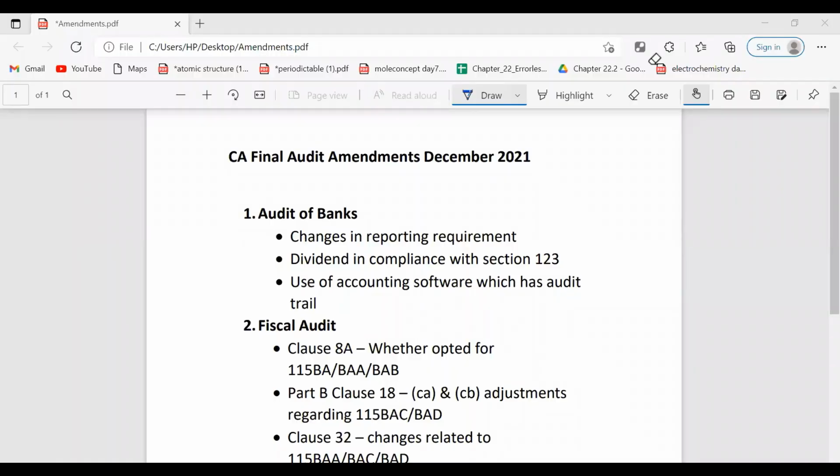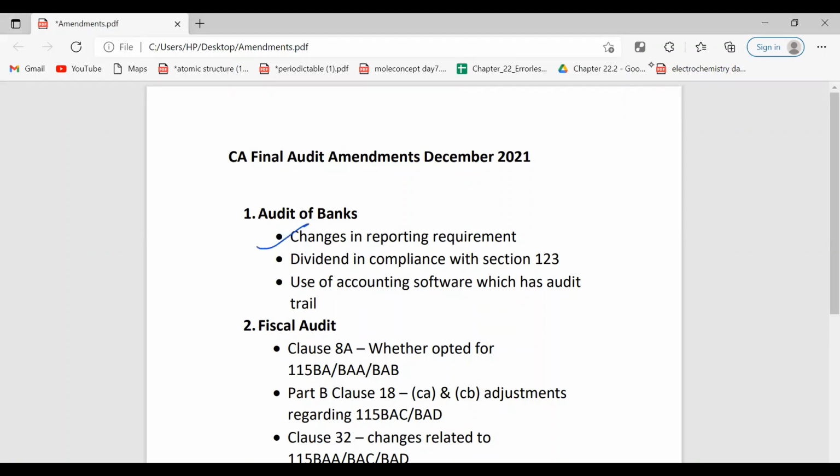Okay, guys. So this is the final thing that we have to discuss, which is the amendments for December 2021. Ideally, there are very few amendments, and this is not a full-fledged amendment lecture. It's just a checklist to keep in mind, to make sure you have covered all the amendments. So the first amendment is in the chapter of audit of banks. There are some changes in a reporting requirement, where we have to check that management representation has been required.